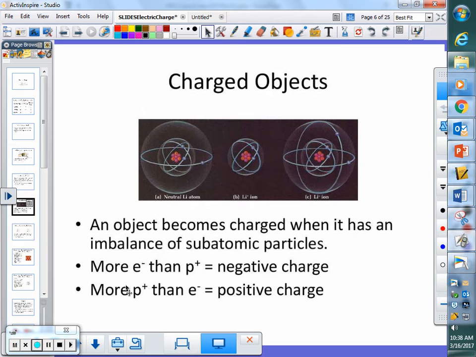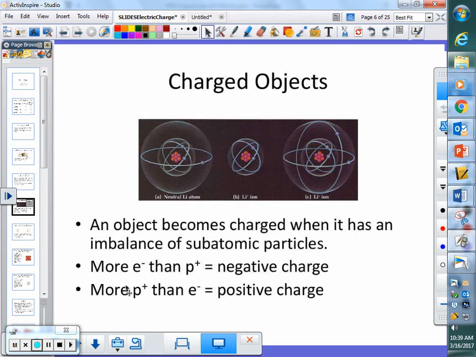How does something gain a negative charge? By gaining electrons, all right? Something gains a negative charge by gaining electrons. How does something gain a positive charge? It loses electrons. It does not gain protons, right? So we always talk about charging items by what happens to the electrons. Does it gain electrons? If it does, it's a negative charge. If it loses electrons, then it has a positive charge, okay?